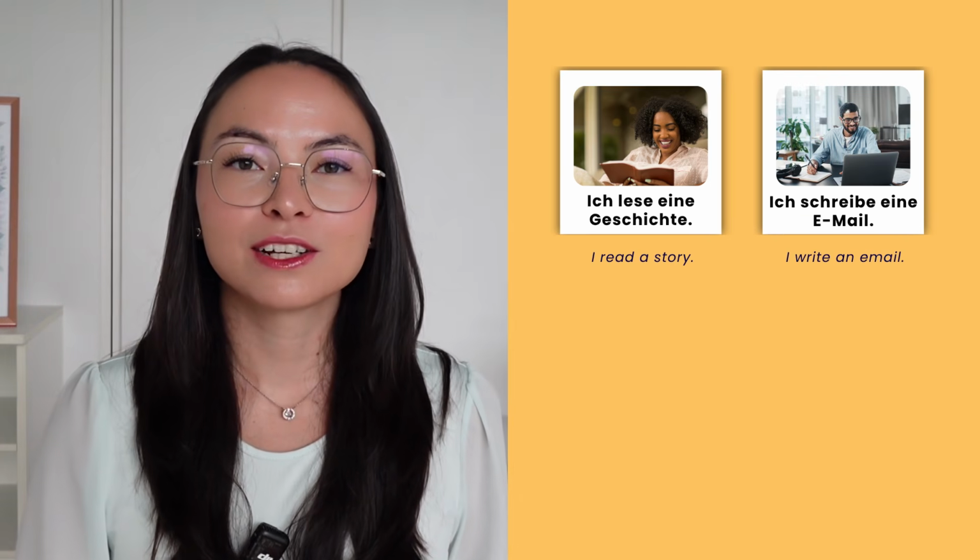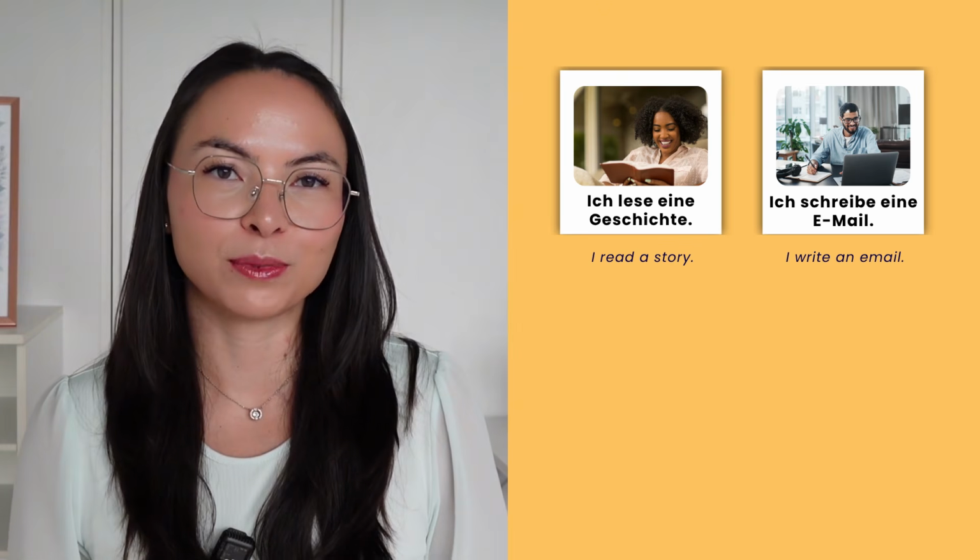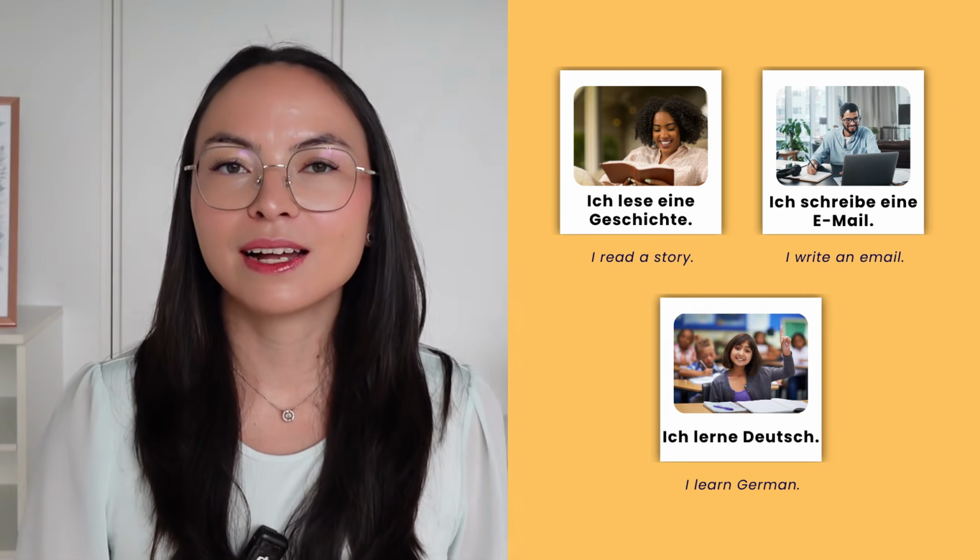Very simple, right? Now to sound a little more natural, we usually add an object. And the object is the person or thing affected by the action. For example, ich lese eine Geschichte. So the thing affected by the action is eine Geschichte, so a story. Another example, ich schreibe eine E-Mail. So here eine E-Mail is the object. Or ich lerne Deutsch.